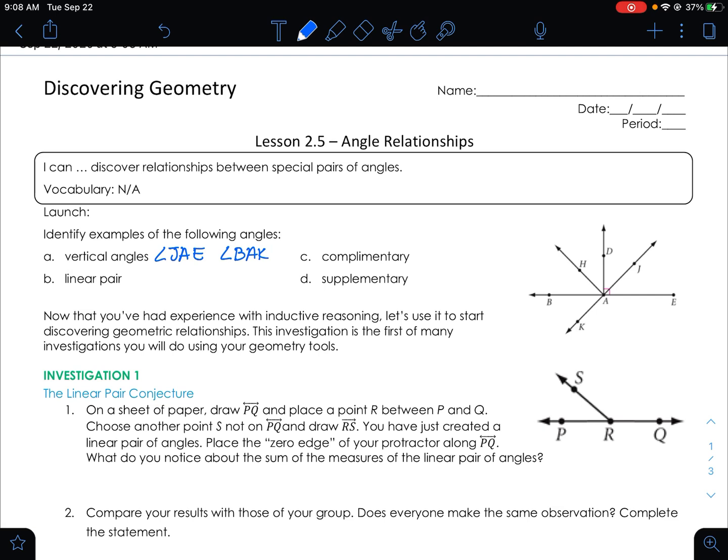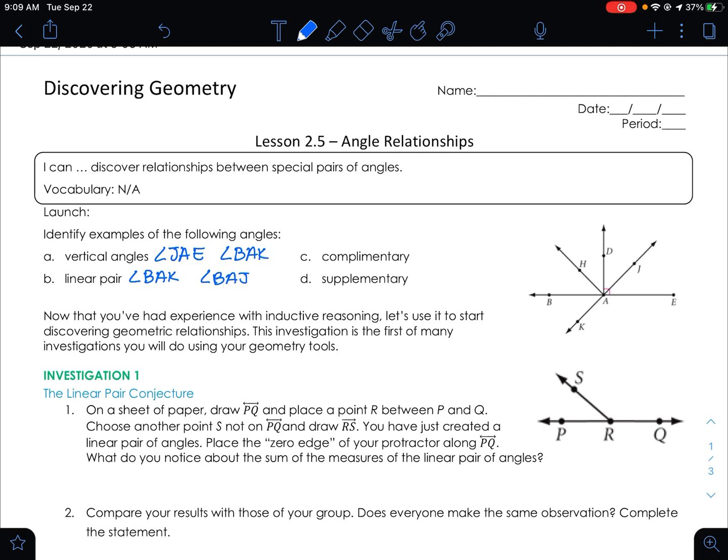A linear pair is going to be two adjacent angles that are sharing a vertex and a ray coming from the same line. So an example of this could be angle BAK and angle BAJ. They're sharing the same vertex and they both share the ray BA.